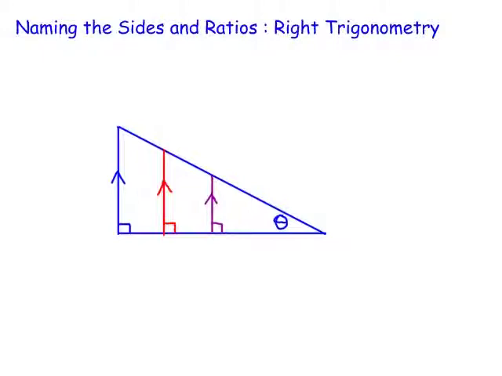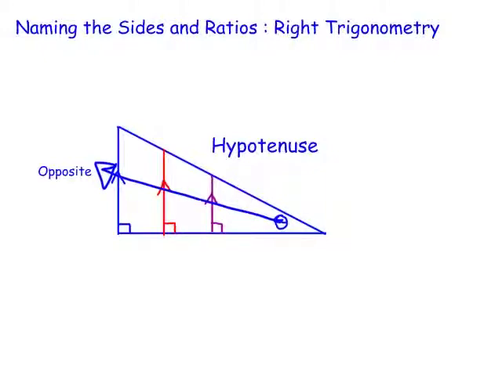So the first thing is the hypotenuse. Most of us know, I think, from Pythagoras, that the hypotenuse is always opposite the right angle. Here we have lots of right angles, and this is the hypotenuse for all of those triangles. Now, which one's the opposite? Well, the opposite is always opposite the angle. So for all those triangles, that would be the opposite side.